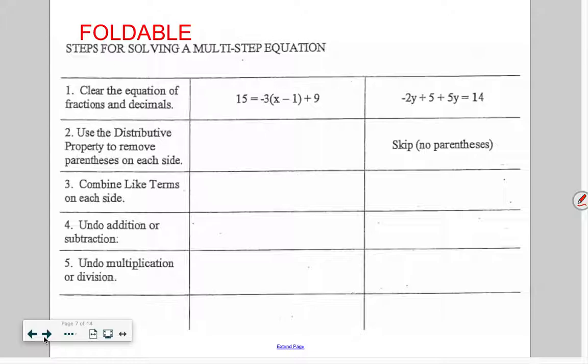If there's parentheses, you have to get rid of the parentheses before you can start getting the variable on the side by itself. So you have to do something to undo it. Then you combine like terms, and then you're going to continue with the two-step equations, undo addition and subtraction, and finally undo multiplication or division. Okay?